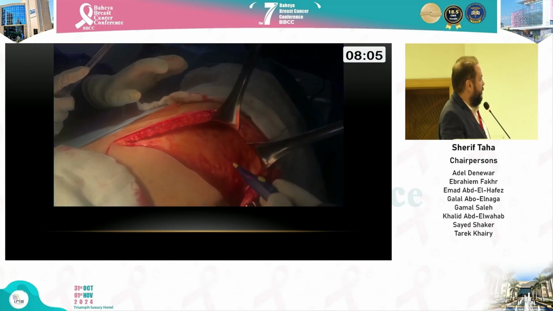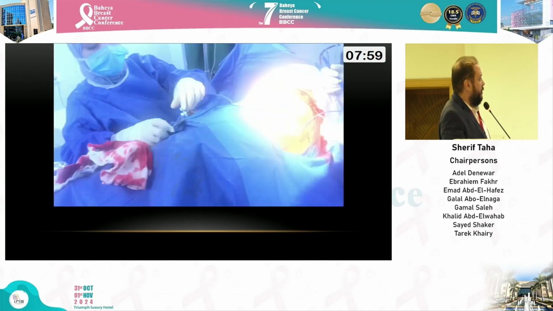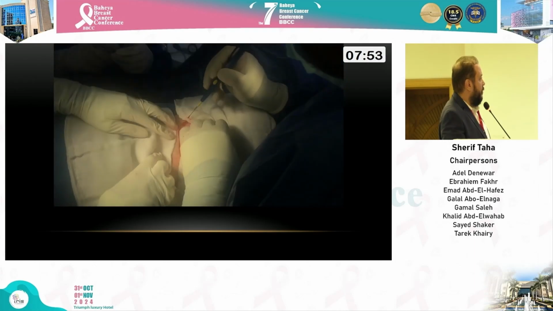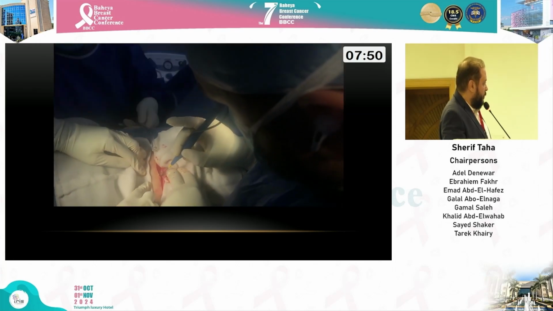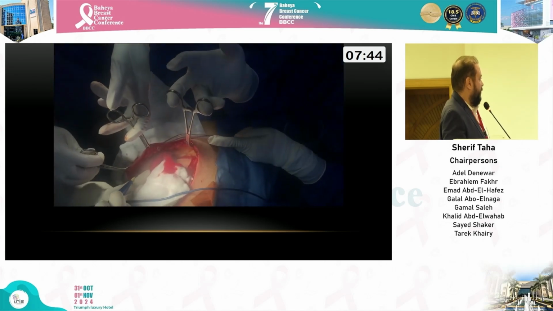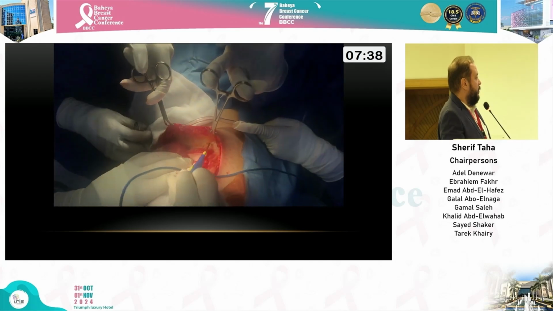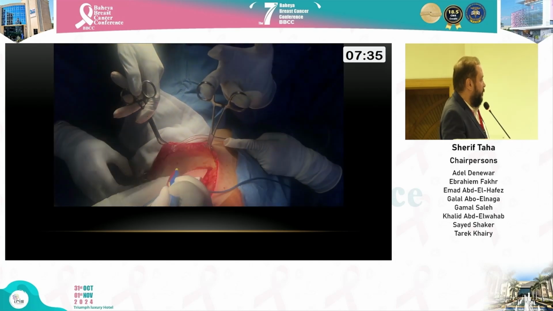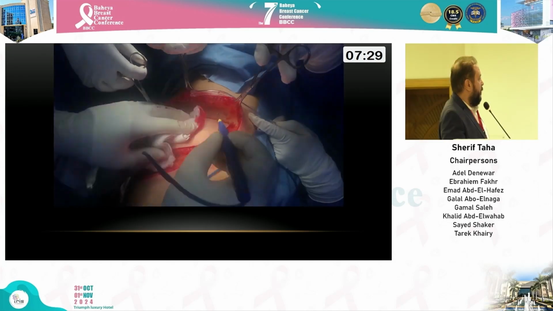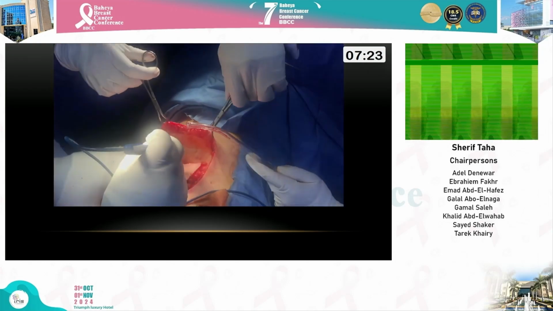We continue in this plane, preserving as much fat over the LD as possible. This plane is really avascular. You can use one towel throughout this operation. Again, sorry for the jerky movements because of the fast forwarding. Here we dissect the lower part of the flaps, still in the same plane, preserving as much as possible and taking as much extended fat as possible from the back without breaching the fascia.